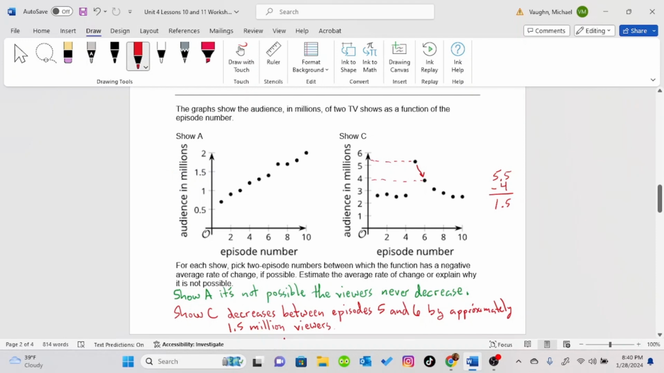And this is the last question for lesson 10. Now we will move on to the practice questions for lesson 11. Again, this lesson is about domain and range, where domain refers to the possible numbers that could be inputs, and range refers to the possible numbers that could be outputs.